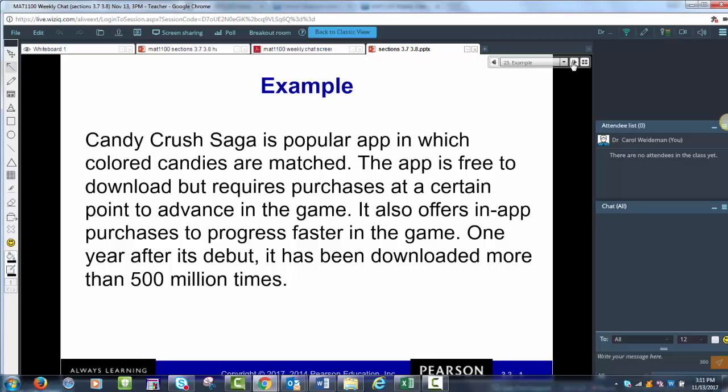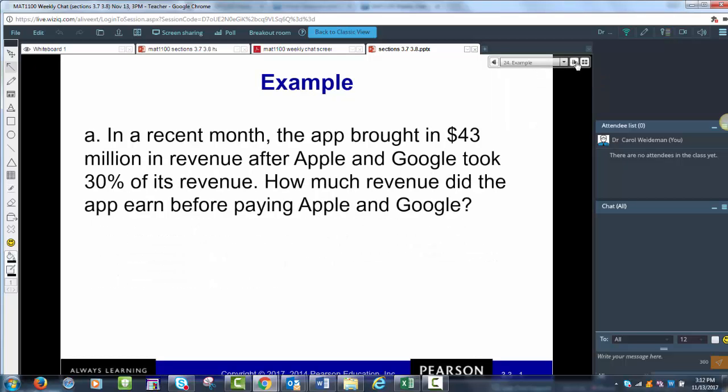Candy Crush Saga is a popular app in which colored candies are matched. The app is free but requires purchases at a certain point to advance in the game. It also offers in-app purchases to progress faster. 1 year after its debut, it had been downloaded more than 500 million times. In a recent month, the app brought in $43 million in revenue after Apple and Google took 30% of the revenue. How much revenue did the app earn after paying Apple and Google?